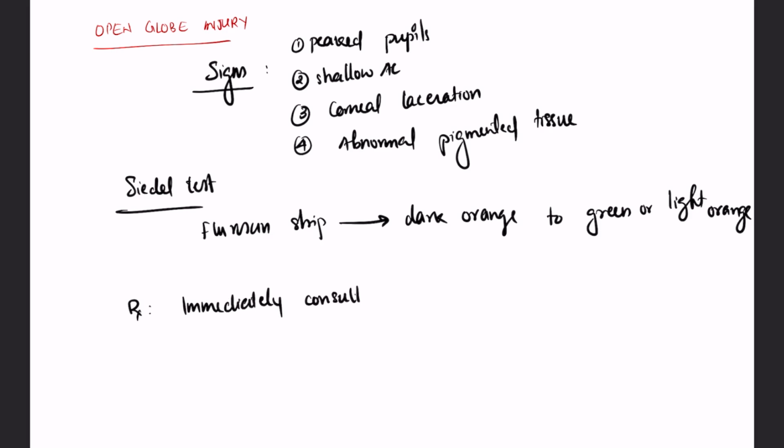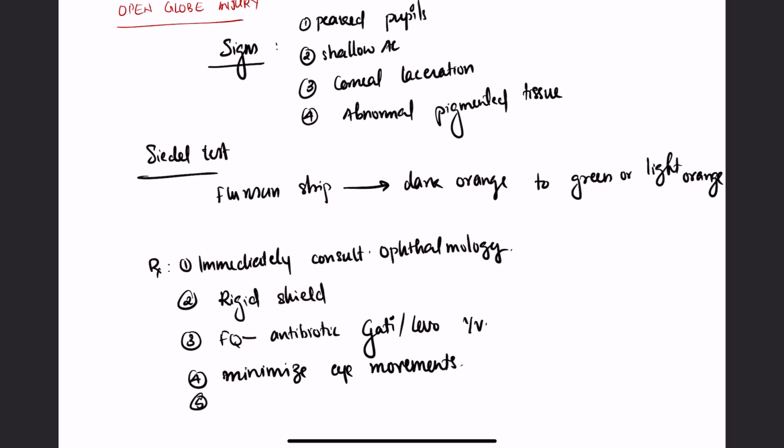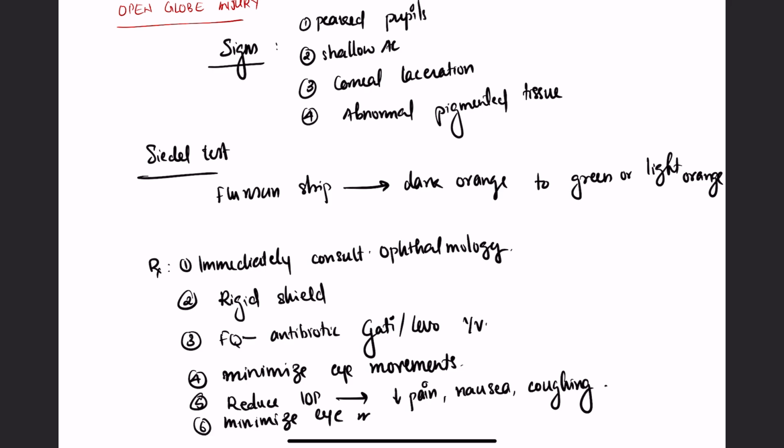Treatment offered: immediately consult ophthalmology because this is an ophthalmologic emergency, and place a rigid eye shield, which we can make with a paper cup. Give fluoroquinolone antibiotics, gatifloxacin or levofloxacin IV. Minimize the eye movements, and reduce IOP by reducing the pain, nausea, coughing, and minimize the eye manipulation. Do not do any further examination other than a visual examination. And a CT scan, fine cuts can be taken for diagnosis.